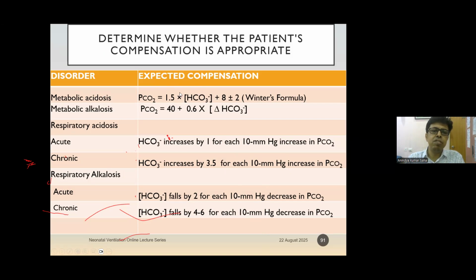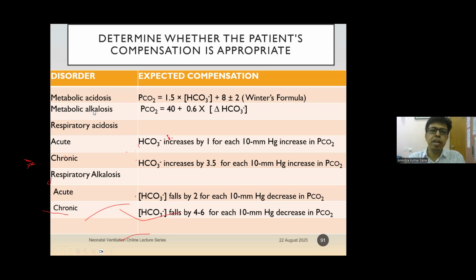So on the right hand column, it is the expected compensation. If there is metabolic acidosis, there will always be low bicarbonate. So the total bicarbonate times 1.5 plus 8, plus or minus 2, will be the equivalent PCO2. If it is less than that or more than that, then it is not adequately compensated. If it is matching, then it is fully compensated.